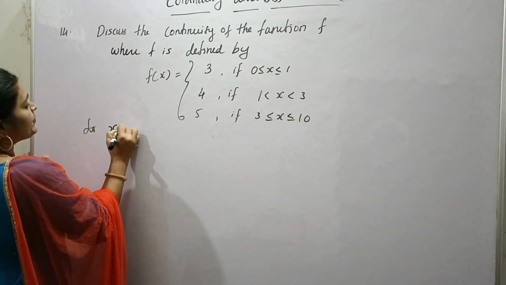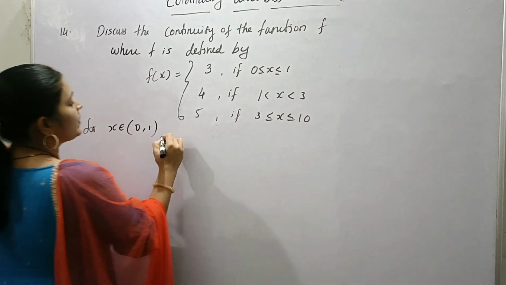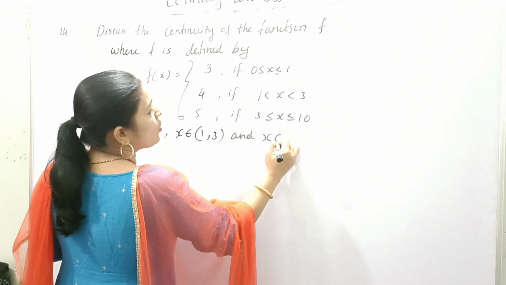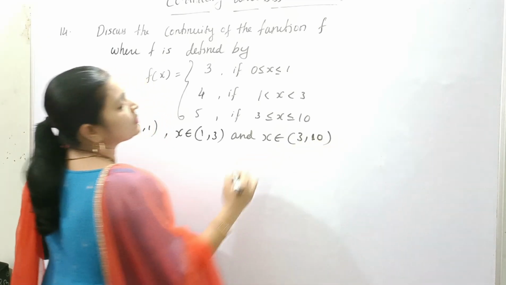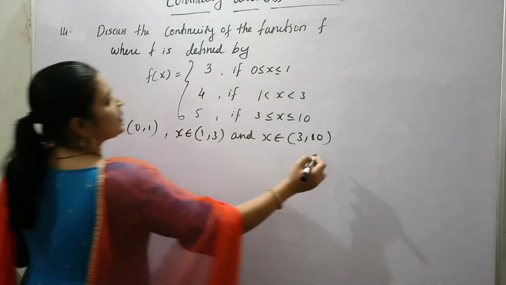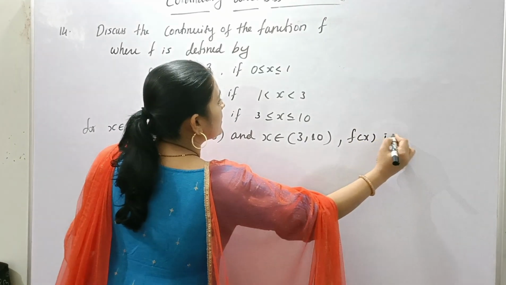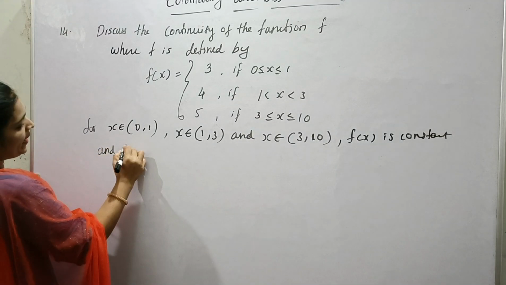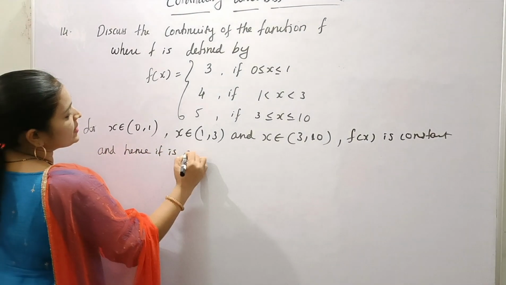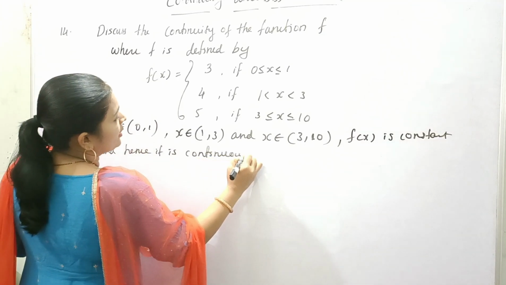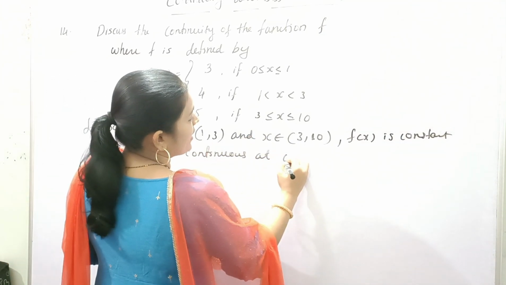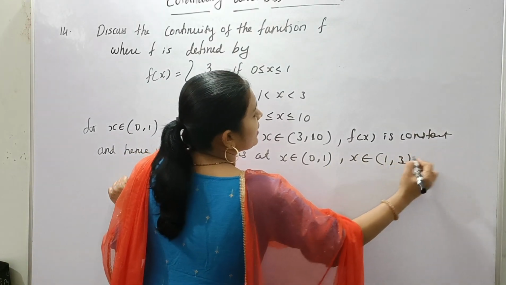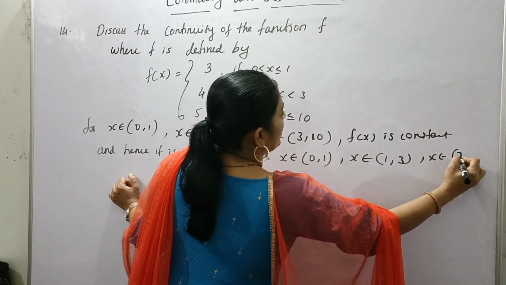That is, for x belongs to 0 to 1, x belongs to 1 to 3, and x belongs to 3 to 10, the given function f of x is a constant function, and hence it is continuous at x belongs to 0 to 1, x belongs to 1 to 3, x belongs to 3 to 10.